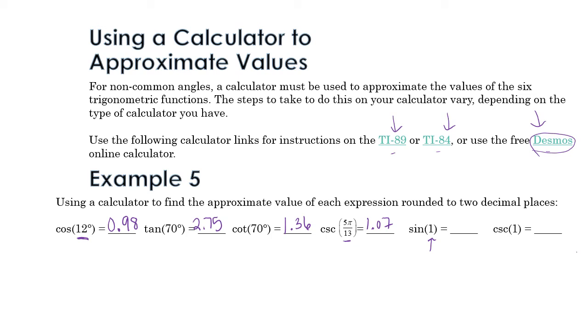The sine of 1, so this is where it's important. Remember that when you've got 1, there's no degree symbol there. So this is not in terms of degrees. This is going to be in terms of radians. So we get 0.84.